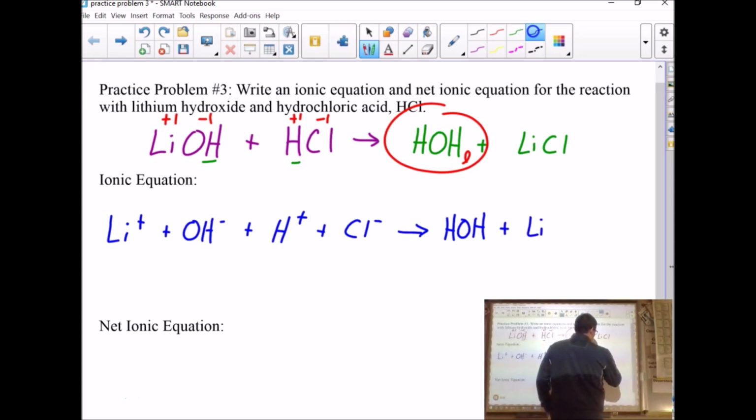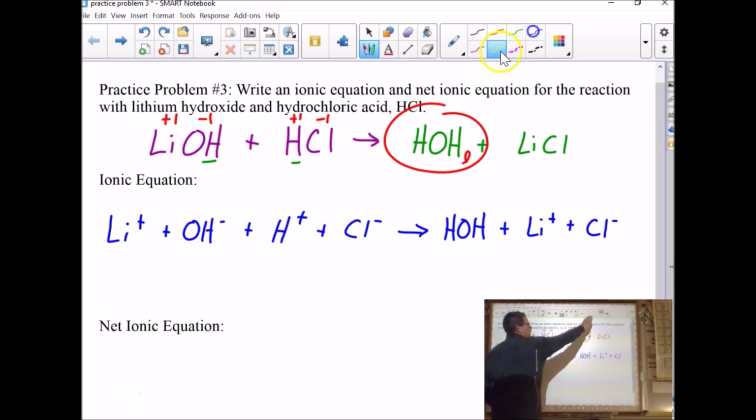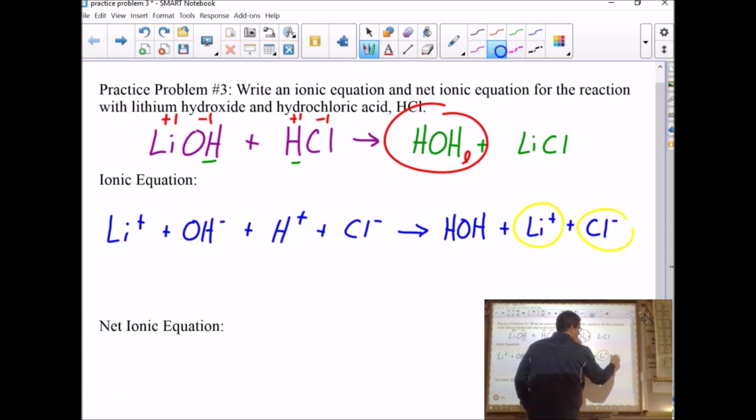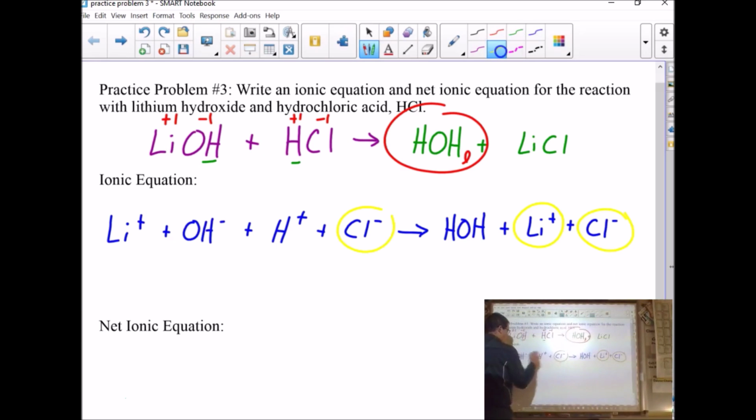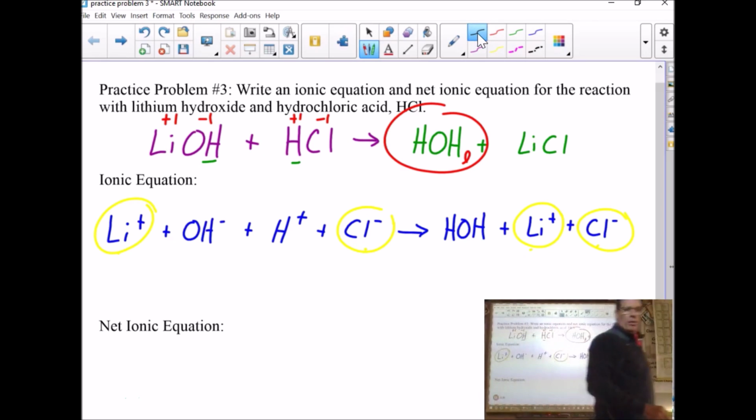Very good. So we'll have it. And so our spectators, again, are the lithium and the chlorine, because they look the same on both sides. They don't change. Lithium ion, chlorine ion, chlorine ion. So the net ionic equation, scoot that up a little.